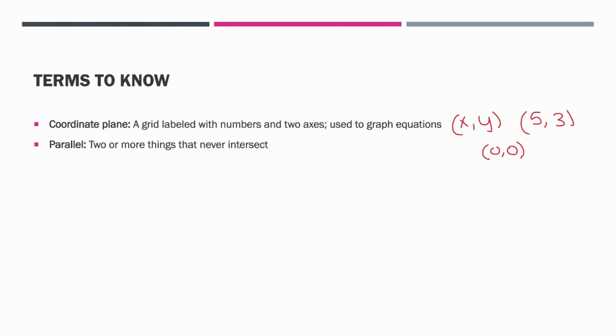Parallel means two or more things that never intersect. You must have heard of these with lines most of the time. And yes, there can be parallel lines, and we'll see how this ties into today's lesson later on. Slope-intercept form is a form of writing linear equations. Again, I'll elaborate on this later on.